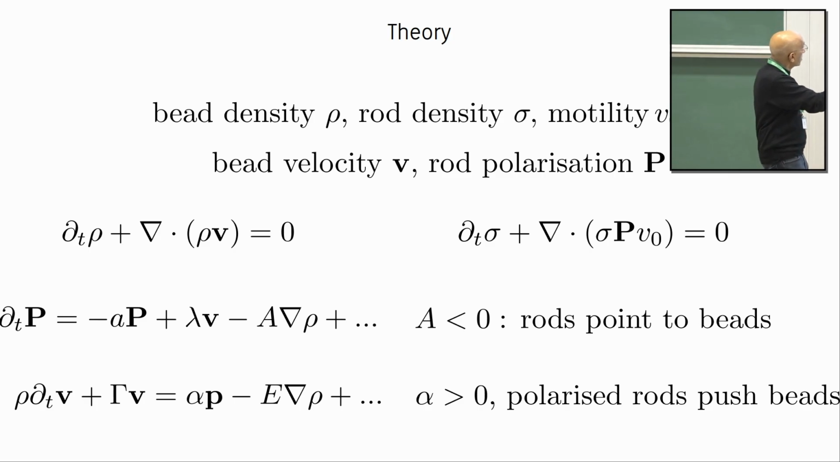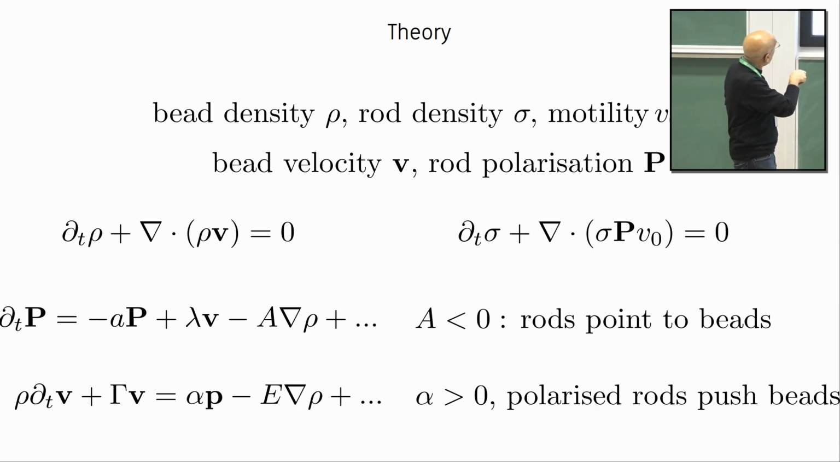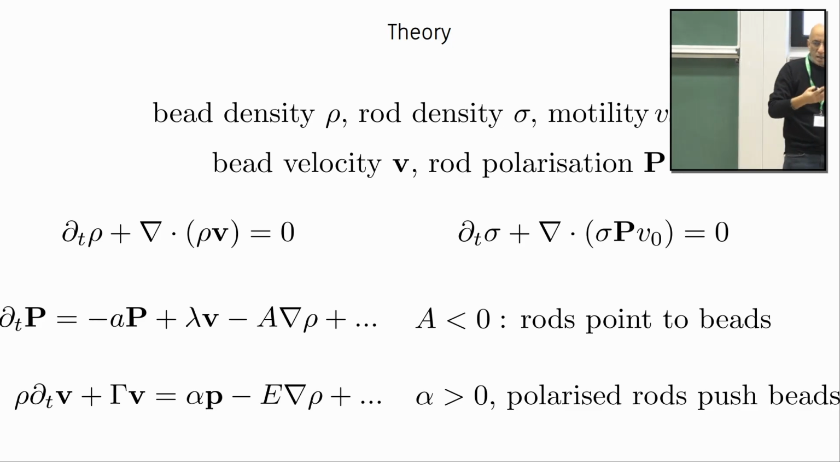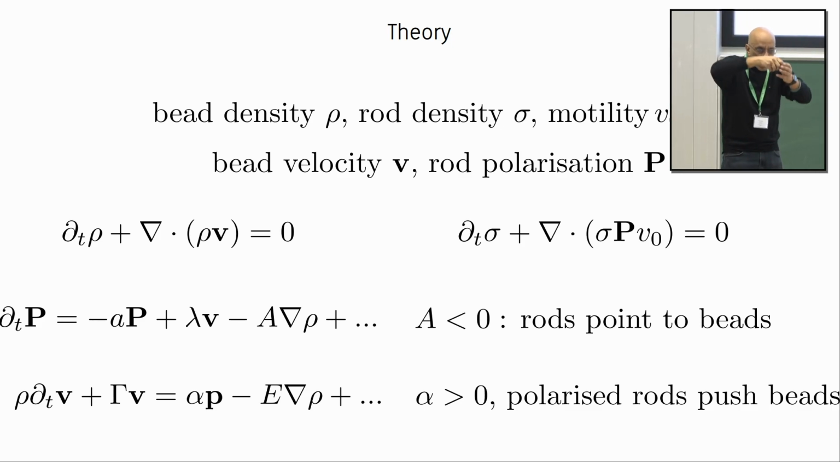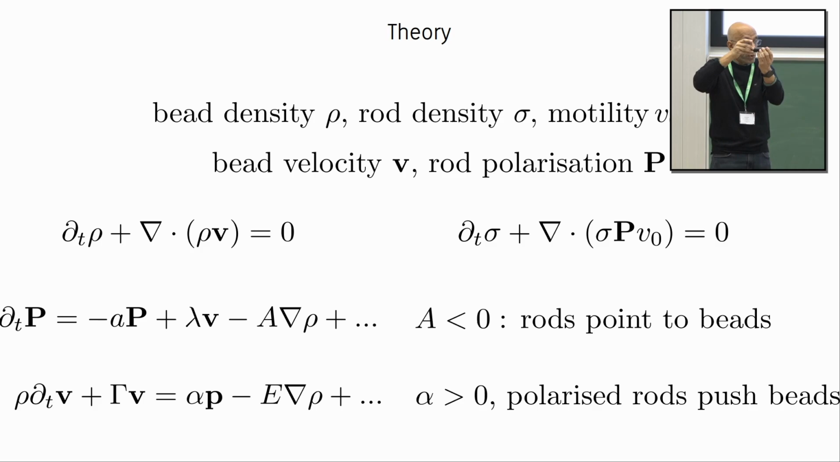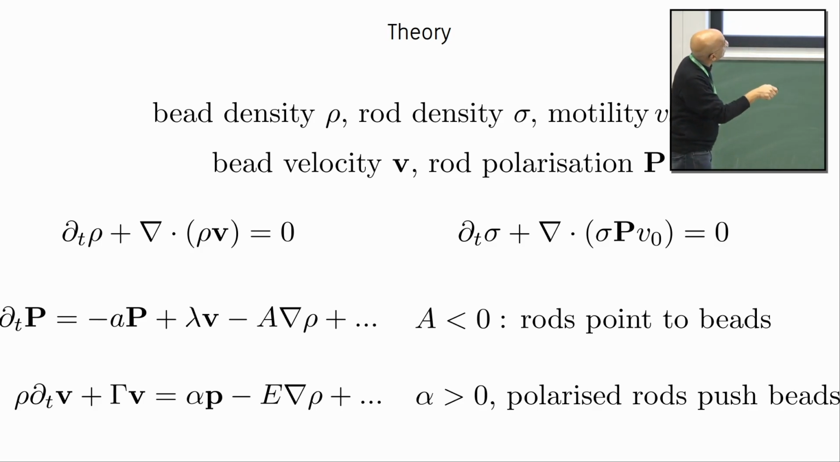Okay, so the polarized rods push the beads, and the rods have, I claim, a preference to point towards the beads. Now, this is purely empirical. Looking at the system, when you see what the rods are doing, you know the rods are pointed, so it stands to reason that it's easier for them to be accommodated with their pointy end in a high bead density region and their broad fat end in a low bead density. Okay? So, in fact, this turns out to be crucial, this combination.